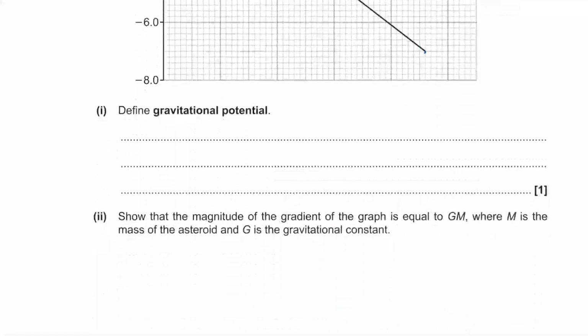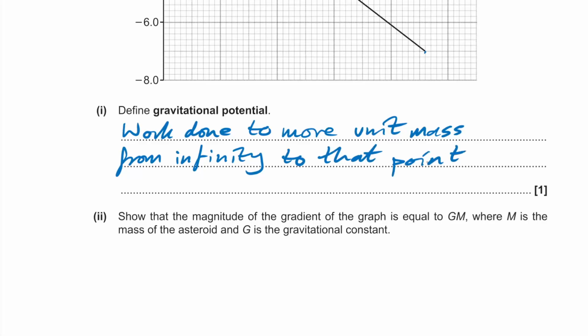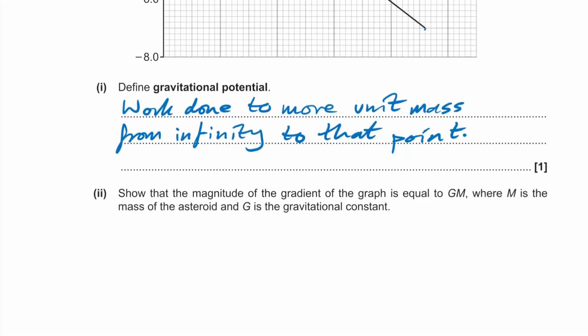So define gravitational potential. Nice and easy. You should have this locked and loaded. It is the work done to move unit mass. We don't say per kilogram. We don't give a unit in definitions. We always say unit mass, from infinity to that point. It's not the other way around, because all of our values are negative, because we know work needs to be done to move something to infinity. But that's our definition for potential.